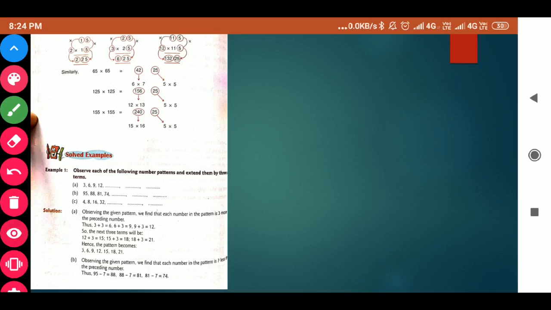Similarly, we can find the product of 65 multiplied by 65. So here the ones place is 5. Multiply 5 by 5, you will get 25. And which number is left now? 6. So multiply it by the next number, and the next number of 6 is 7. So when we multiply it by 7, you will get the answer 42, and the answer will be 4225.